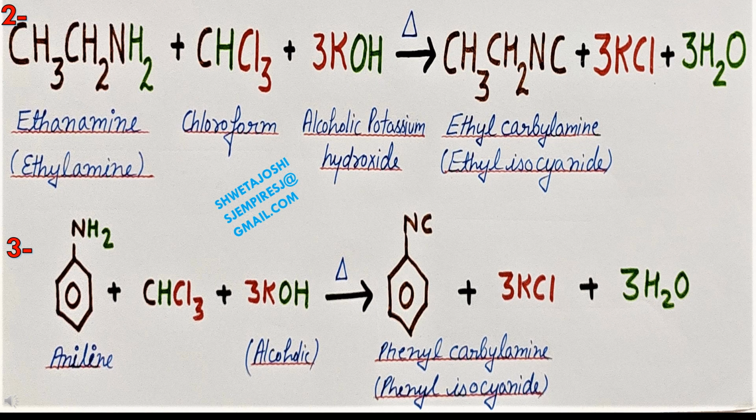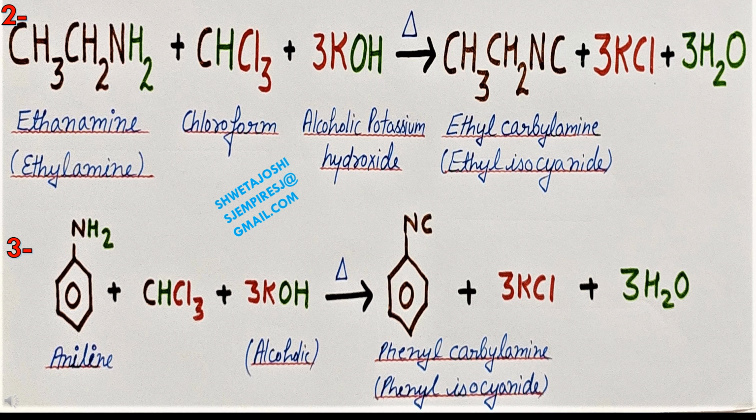So taking a proper example of the Carbylamine reaction, in the second part, we are going to take ethanamine or ethylamine, which is our primary amine. Its formula is CH3CH2NH2. We are going to react this with chloroform, which is CHCl3, and an alcoholic solution of potassium hydroxide, which is KOH. We are going to heat up this reaction mixture, forming CH3CH2NC, 3 moles of KCl and 3 moles of water.